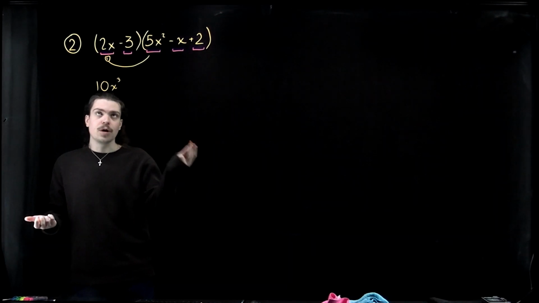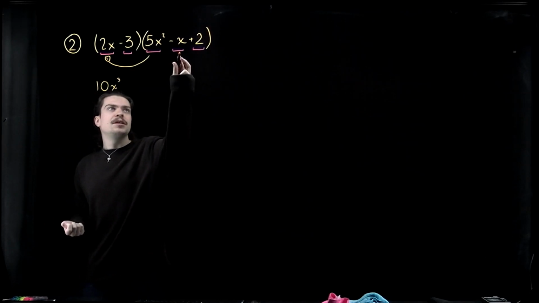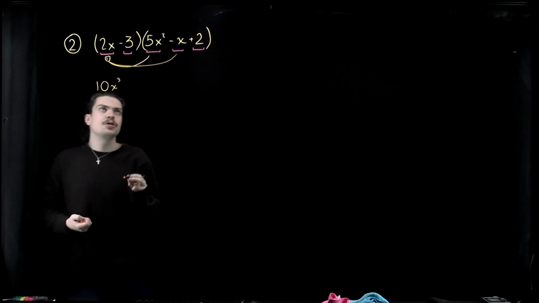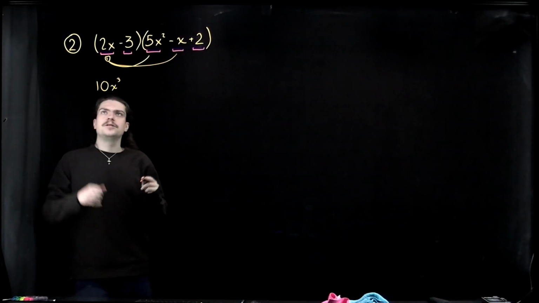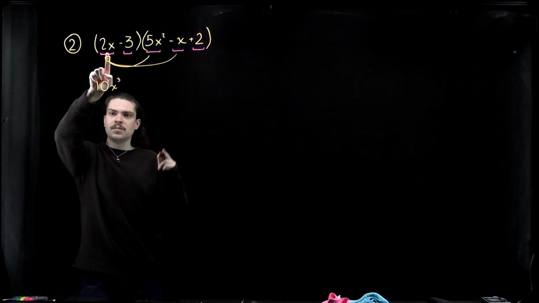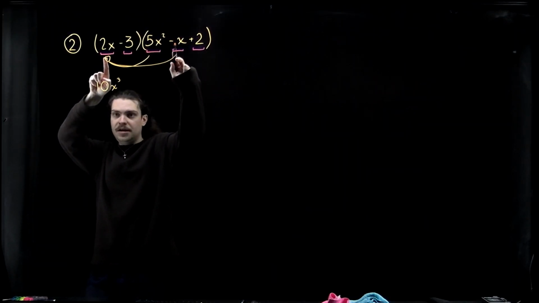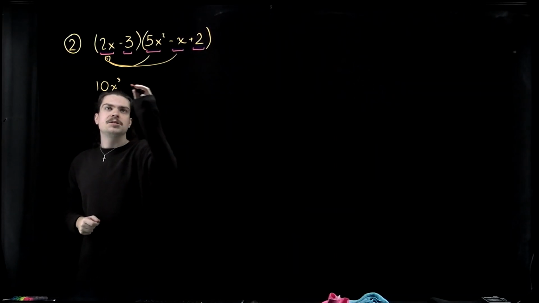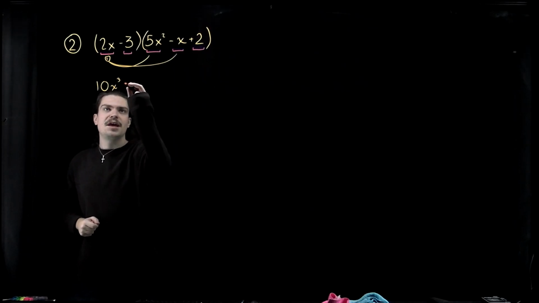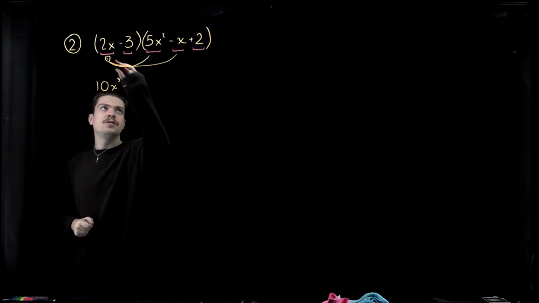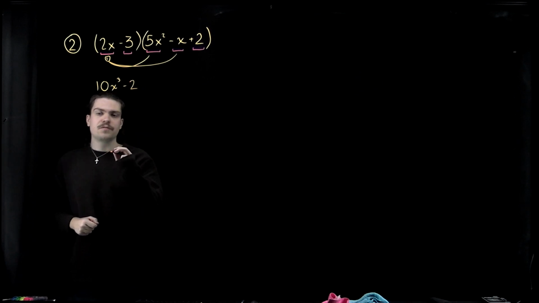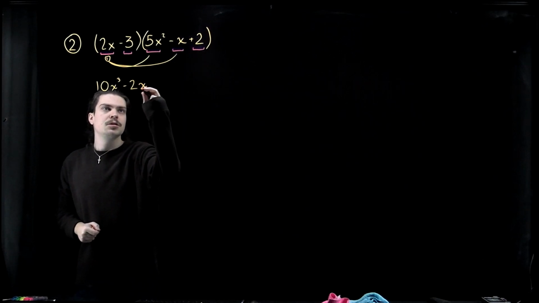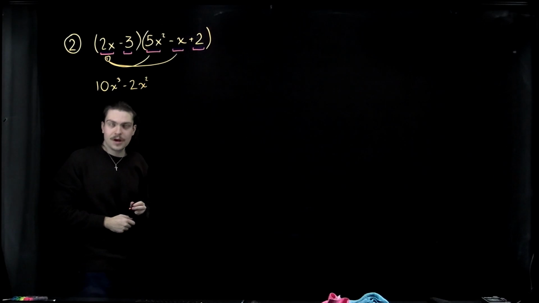Great. Where do I go? Well, I want to do the same thing now with the next term in the second expression. So I'll draw my little marker here so I can keep track of what I've done. Here I have 2x, and over here I have a negative x. So I'll have 2x times a negative x, which is a positive times a negative, so this will give me a negative.